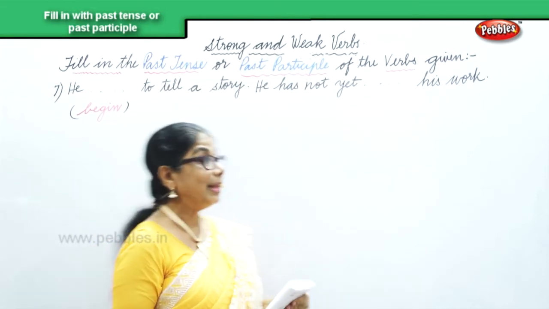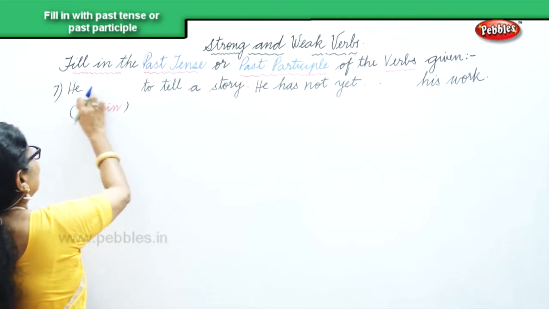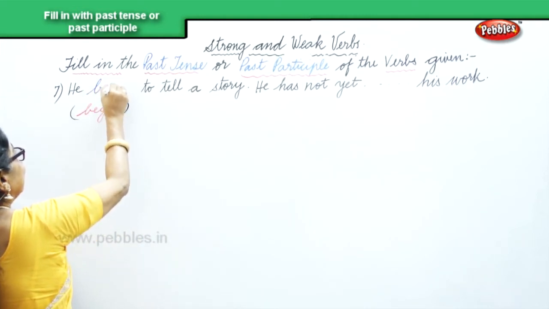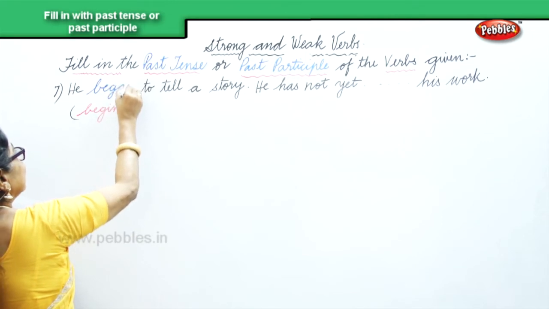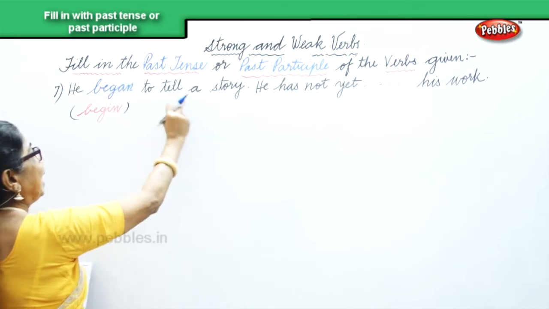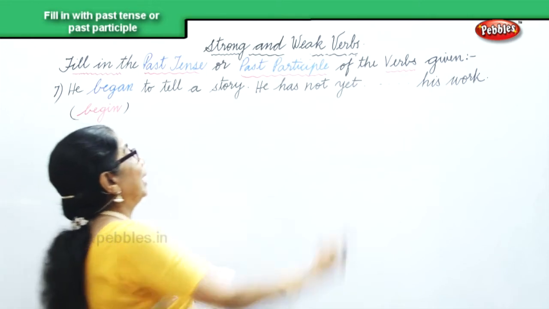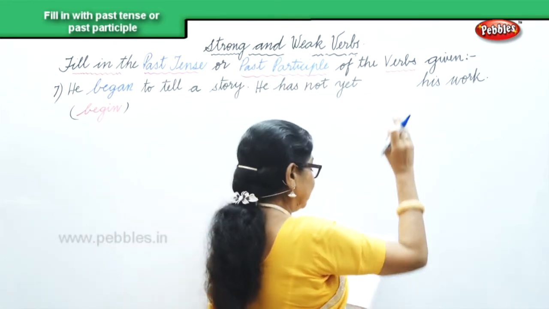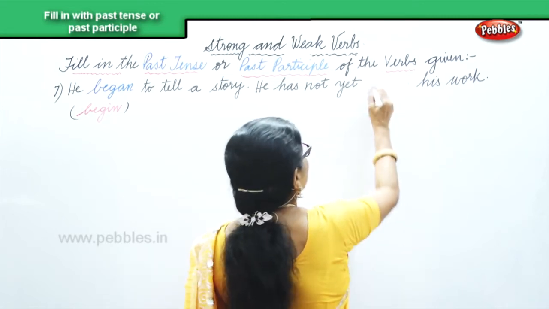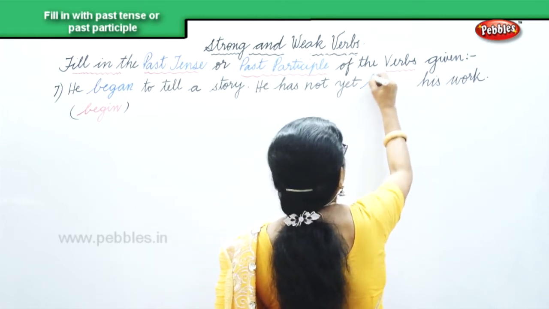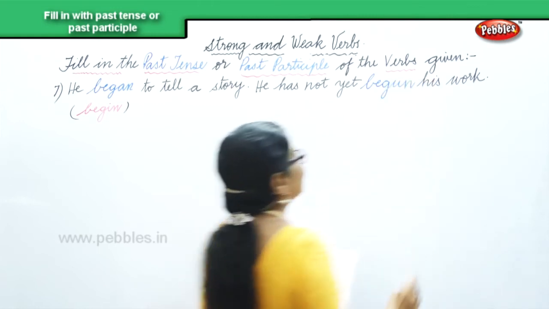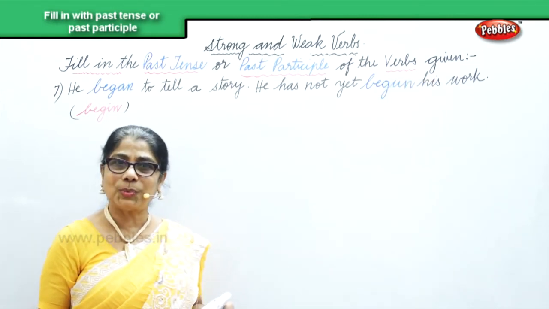Okay. Now, so the past tense is he began. Present, past. He began to tell a story. And the past participle: he has not yet begun his work. Okay? He has not yet begun his work.